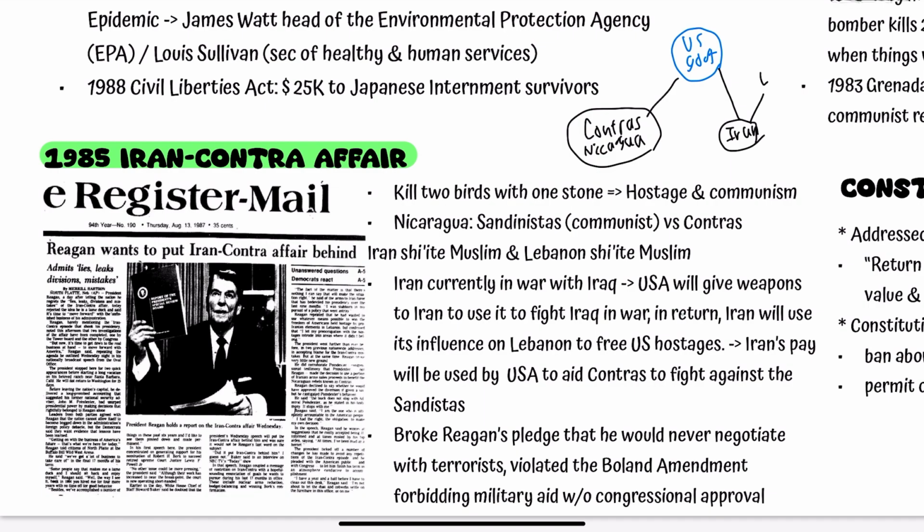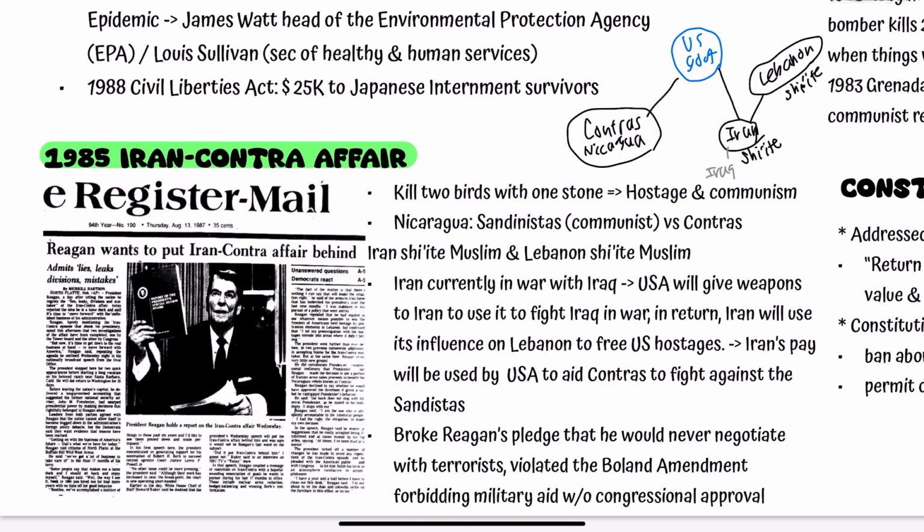And then there is Lebanon. And Lebanon has held hostage U.S. soldiers. And then you can also know that Iran is Shiite Muslim, and Lebanon is also Shiite Muslim, not Sunni Muslim, which would be a conflict. But you can just know that by having the same religion, they are kind of close, right? And so Iran was currently at war with Iraq. And the U.S. gave weapons, right, to Iran over here.